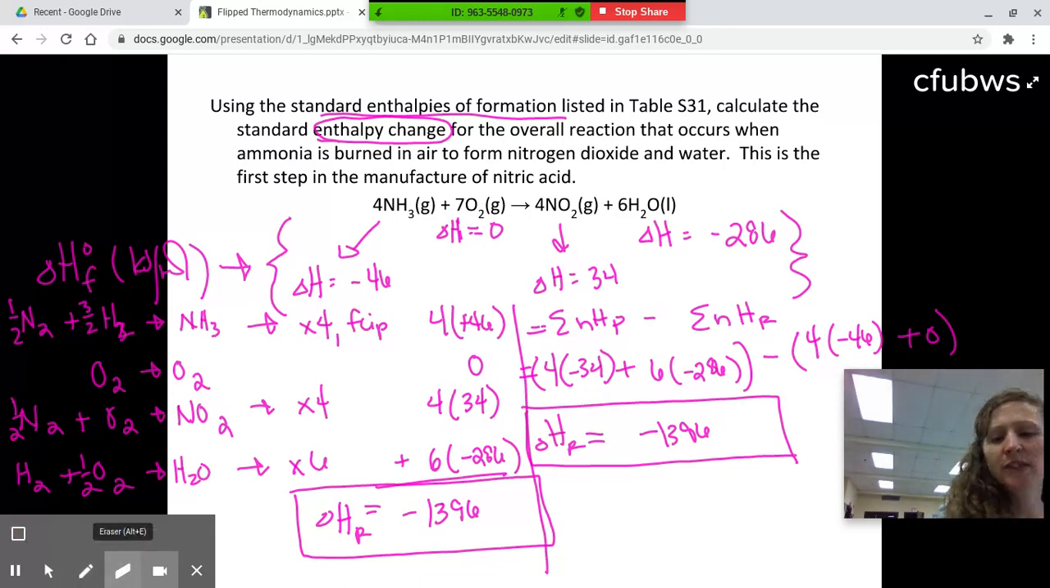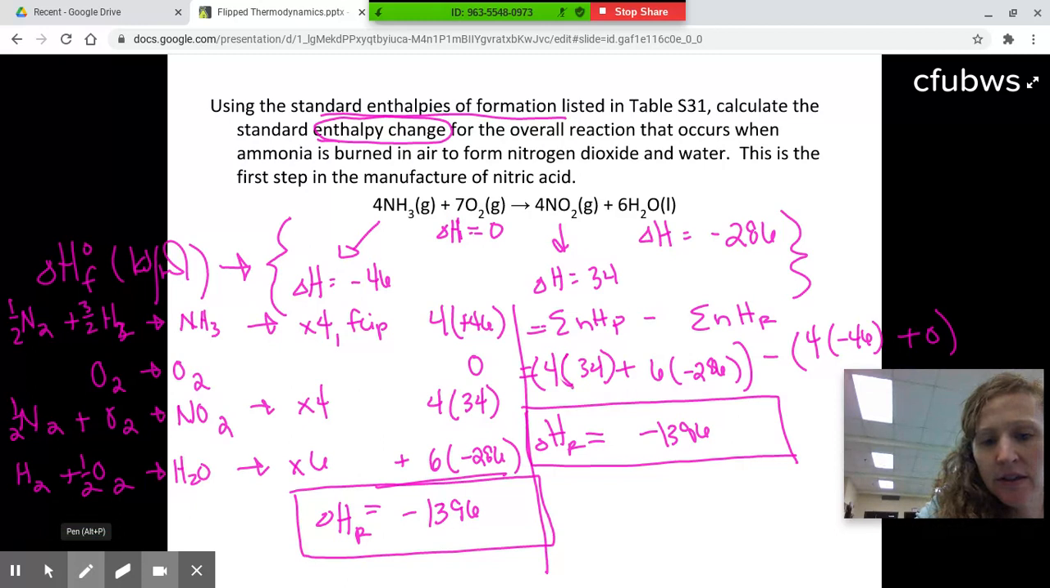Oh, whoops. The 34 is not supposed to be negative. I got carried away with my negatives. Good catch, Kaya. Thank you.